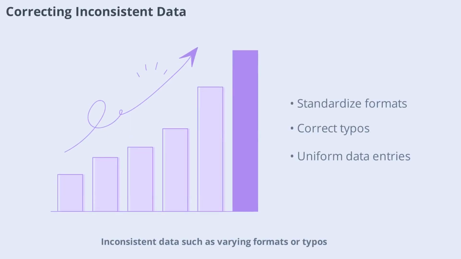Inconsistent data, such as varying formats or typos, can cause confusion and errors in your analysis. Standardizing formats, correcting spelling mistakes, and ensuring uniformity across your dataset are essential steps. For example, dates should follow a consistent format, and categorical values should be standardized. This attention to detail helps prevent issues during analysis and modeling. Next, we'll discuss how to detect and address outliers in your data.